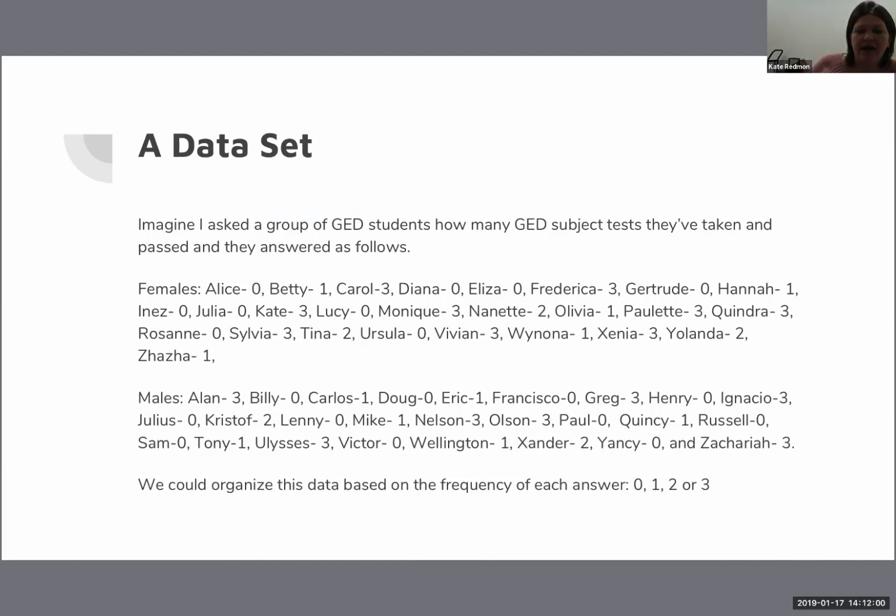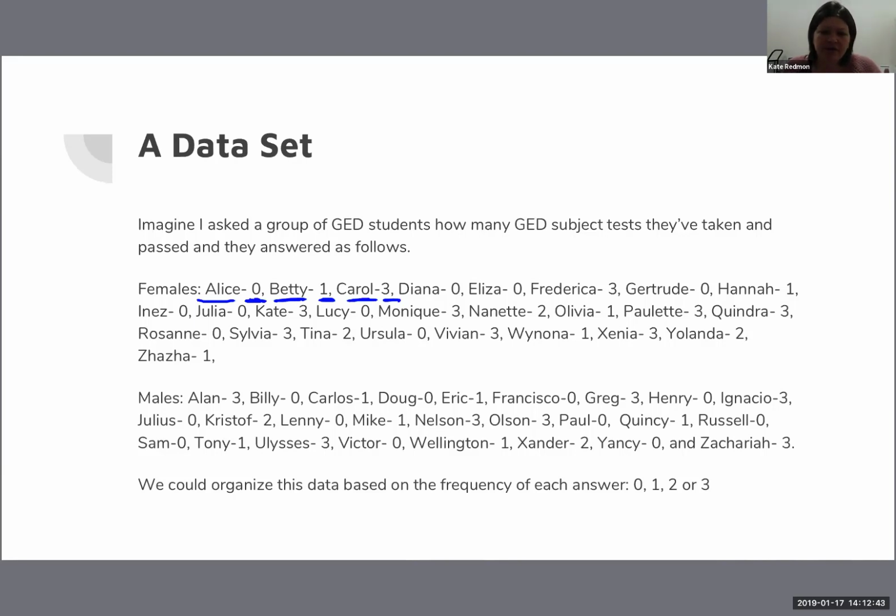So I'd like you to imagine that I asked a group of GED students how many GED subject tests they've taken and passed, and they gave me the following answers. So right now, this slide to me looks like a bunch of visual vomit. I have tons of different people's names. I have a bunch of females, their names, and this number next to their name. And of course, this number represents the answer to my question: how many GED subject tests have you taken? So you can see, you know, Alice hasn't taken any or passed any yet. Betty's passed 1, Carol's passed 3, and so on and so forth. Right now, this list is accurate, but not very useful because it's not organized.